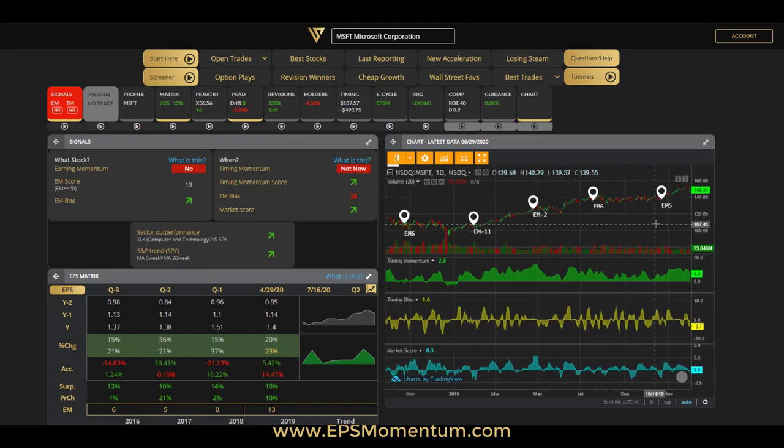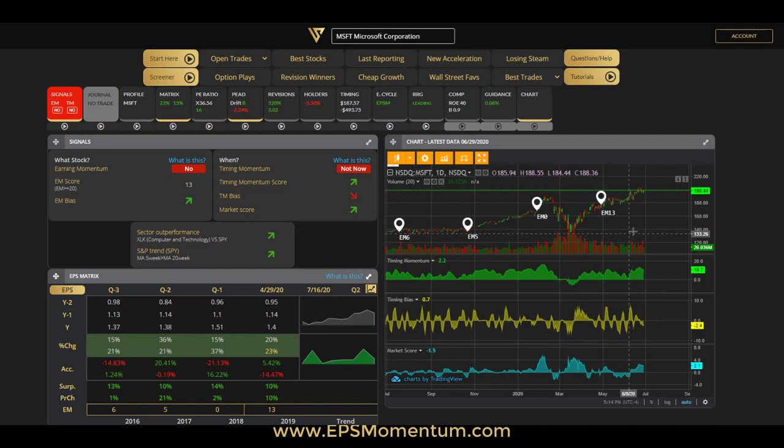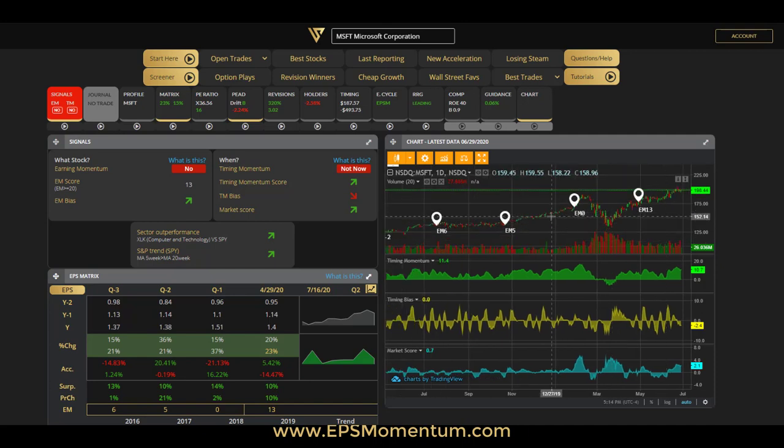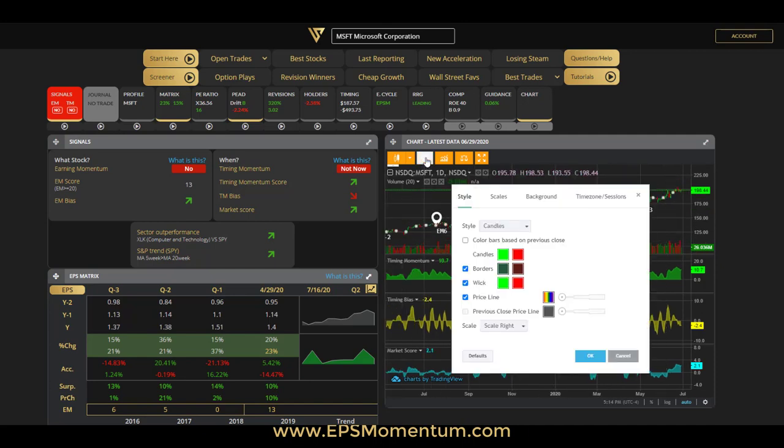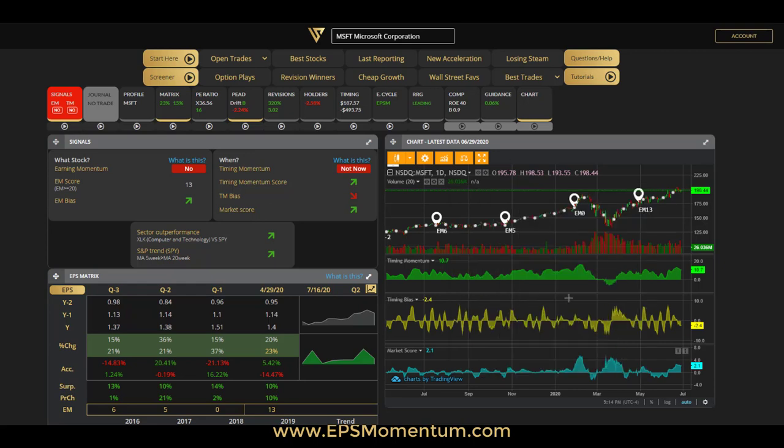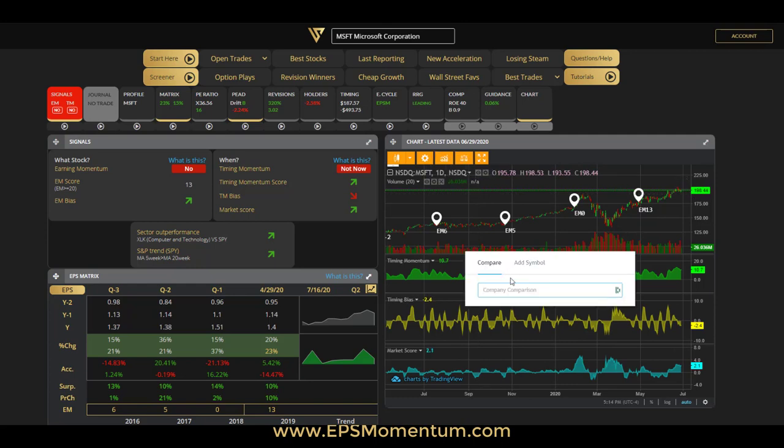What other things can you do with the charts? A couple of things that people don't know. So first off, you can change the colors, the candles, the scale, the background color. You can change that. So that's pretty easy. Say you want to put the candles in blue. I mean, some people want to do that. You can. The other thing you can do is you can actually compare with another item.